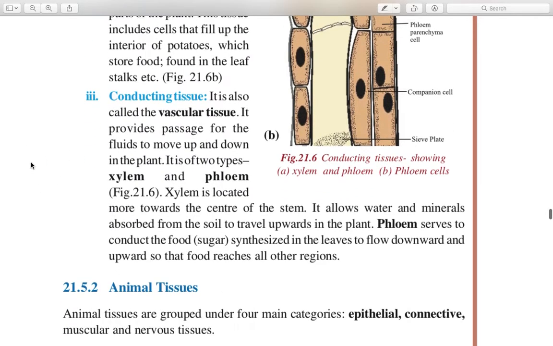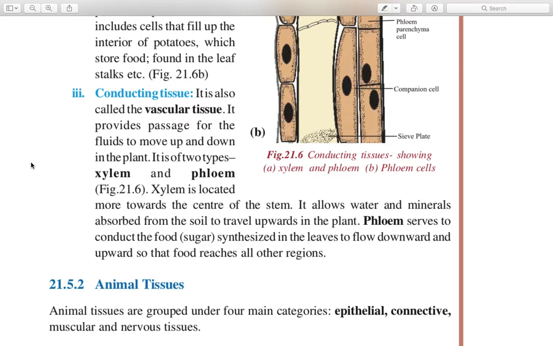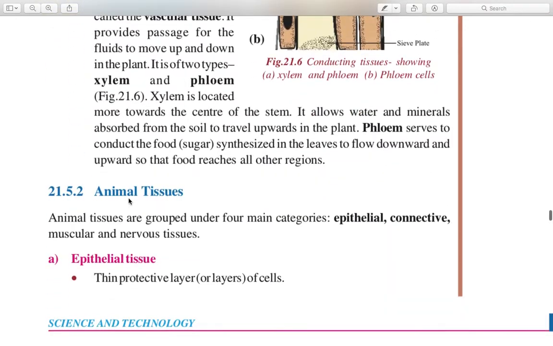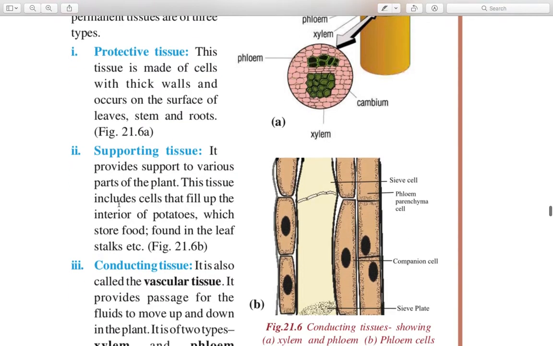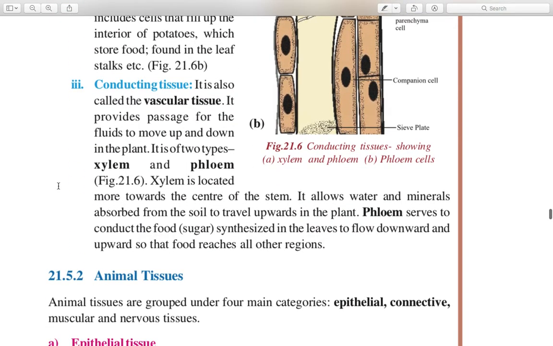And the third one is conducting tissue. It's also called vascular tissue. They provide a passage way for fluids to move up and down in the plant. You have water, that is one of the fluids. It's of two types, as I told, the xylem and phloem. Xylem is located more towards the center of the stem, and phloem is located just near that.